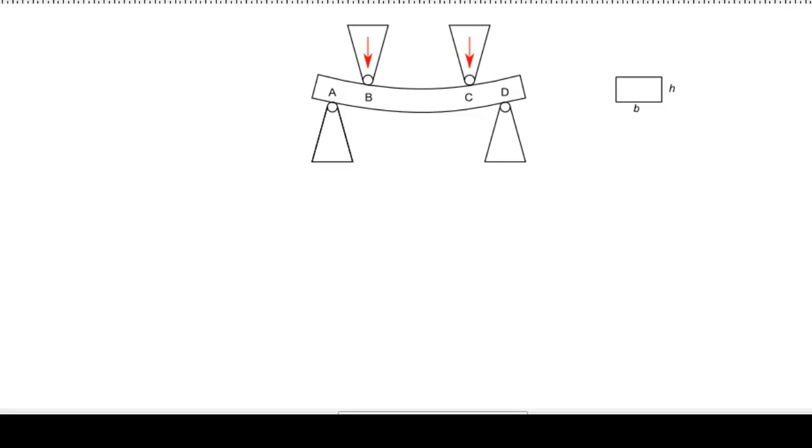As a result of this bending, a normal tensile stress is developed in material on the convex side of the beam, while compressive stress is generated on the concave side of the beam. And as a reminder, both of these are normal stresses.